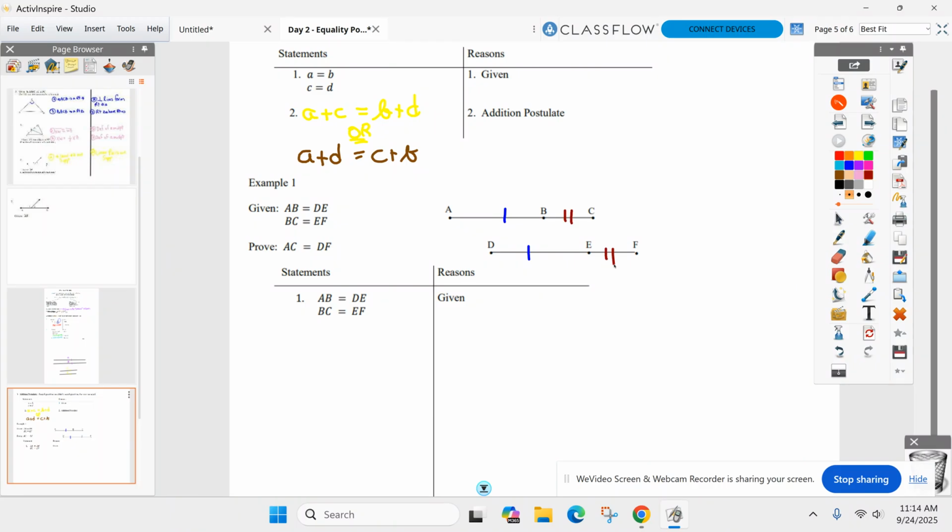Now does everyone see the proof? That's your goal. Tell me why that's true. You know these pieces are equal, but I want the whole thing's equal. That's your goal. Tell me why AC is equal to DF. That is a proof.